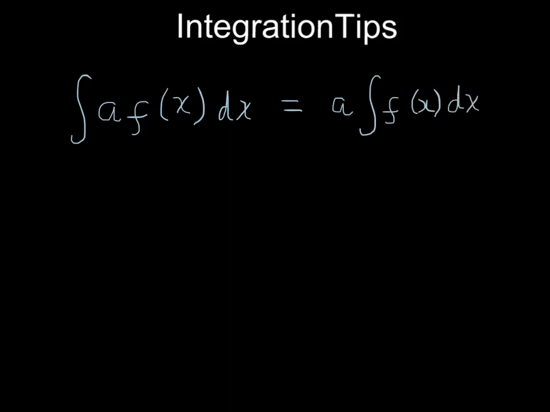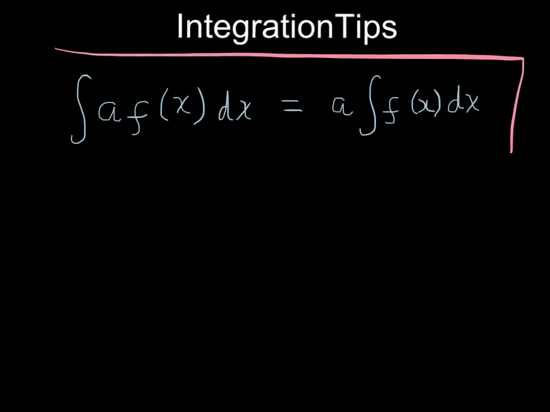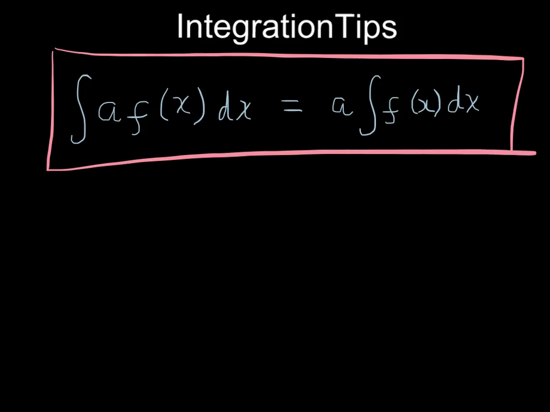Basically, all the rule is saying is that if you have a constant inside the integration, you can pull it outside the integration as a multiplication. This is an important rule that you need to know, so write it down somewhere, put it in a big red box and remember it.